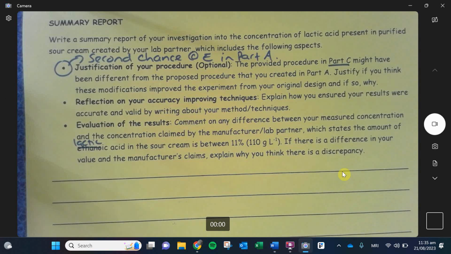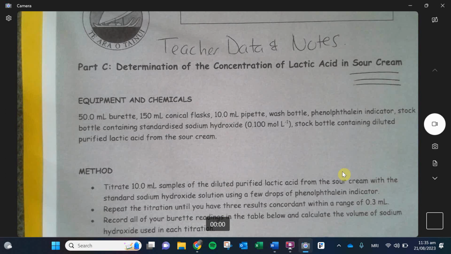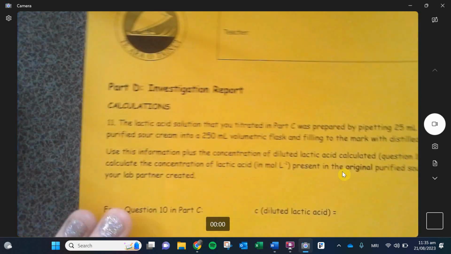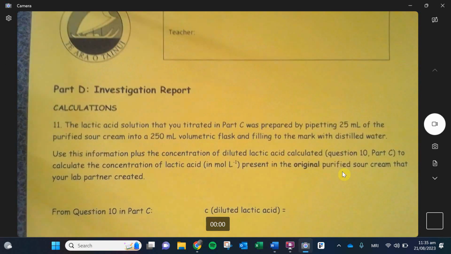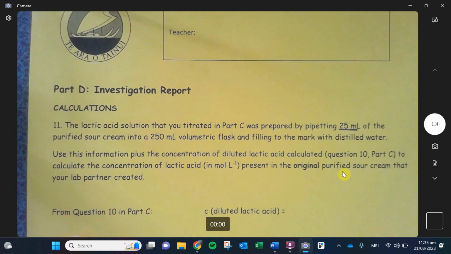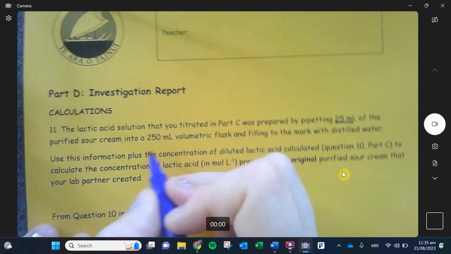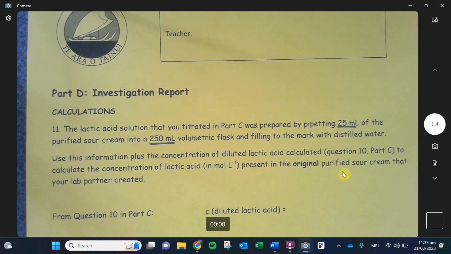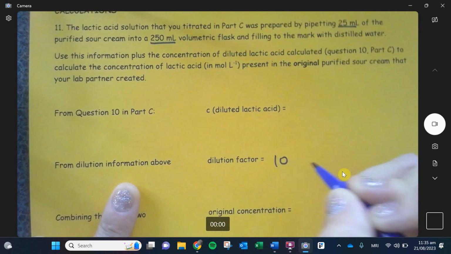So I'm just trying to see, did I print that on? Yes, I did. So in this case, and I don't know if it was very clear on that, I have it on the front of part D. So in part C, what we did was we did 25 milliliters of my undiluted stock, and I put it into a 250 ml flask, and then I filled it with water. What fold dilution is that? 25 into 250. Tenfold. So my dilution factor here is tenfold.